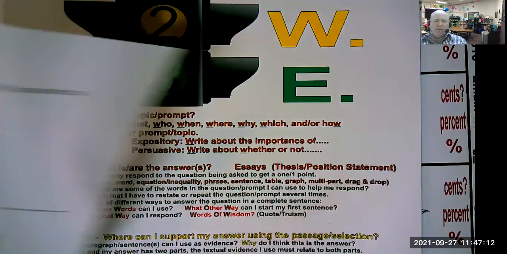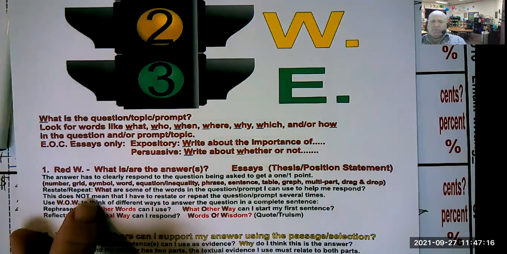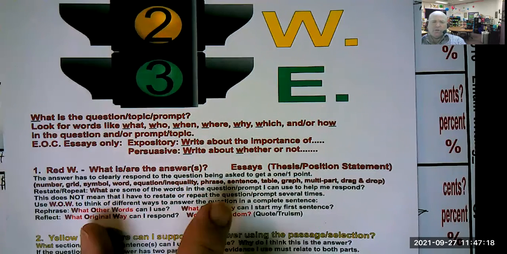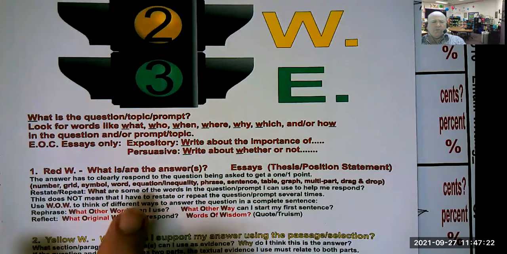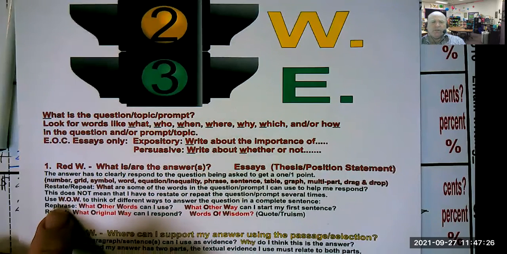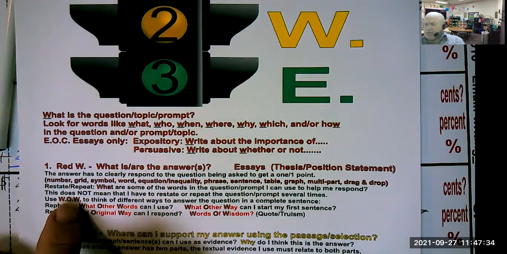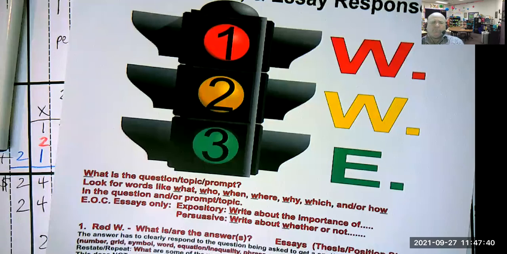This does not mean that I have to restate or repeat the question or the prompt several times, or the words in the question. What if I want to be a little more interesting or creative? I can still answer the question. On your grid response, it's just going to be 249 and 6, 249 and 4/10 is the answer.